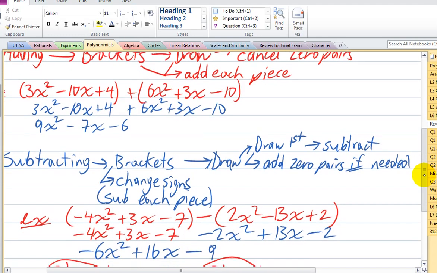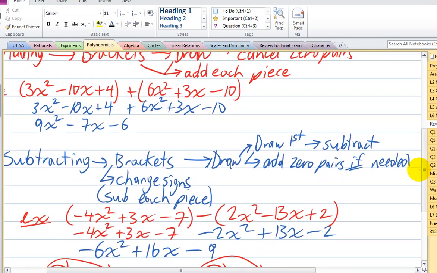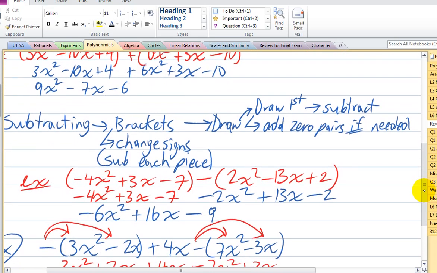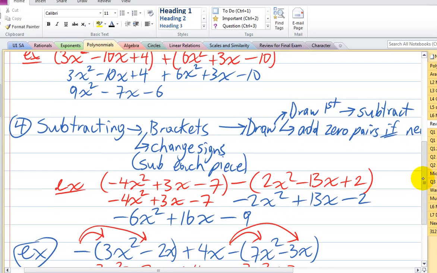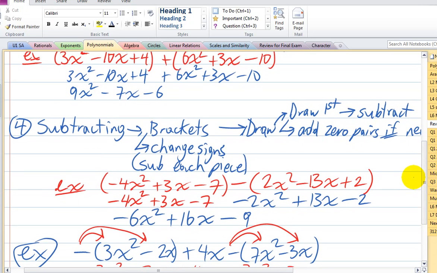So after you correct your signs, you should get negative 6x squared plus 16x minus 9. Hands up if you got that. Okay, good. Be careful with that stuff. Fix your signs. So the last thing we did, well, you've seen some examples like this out of your textbook.